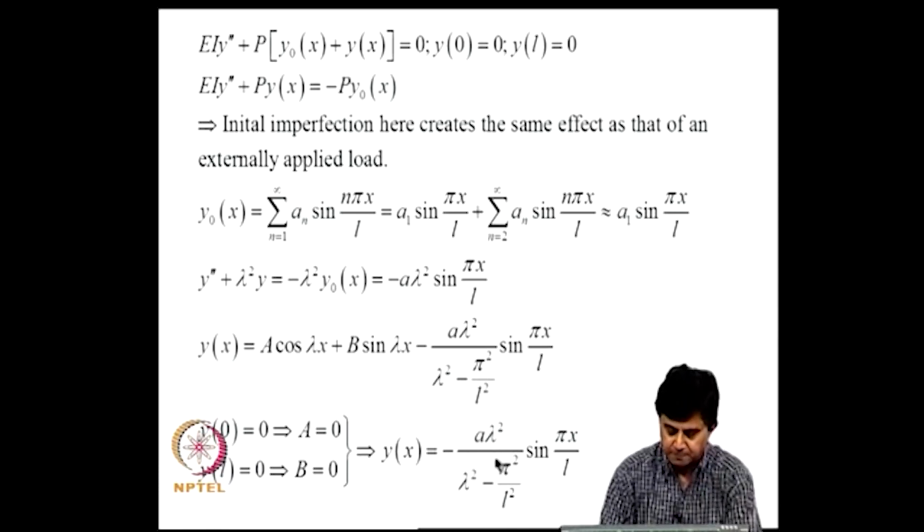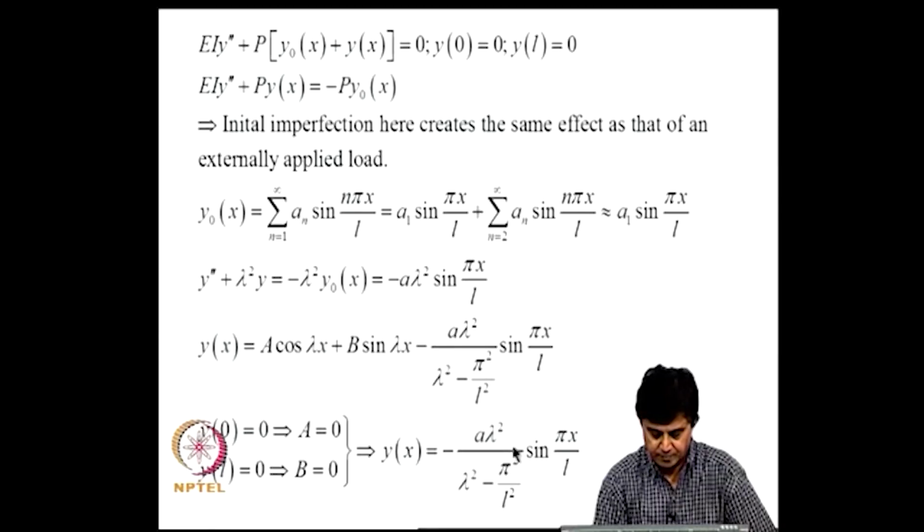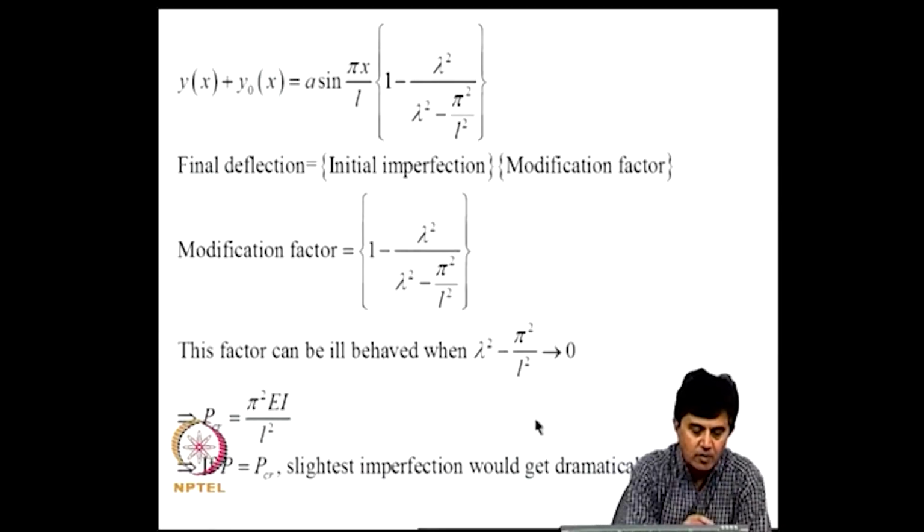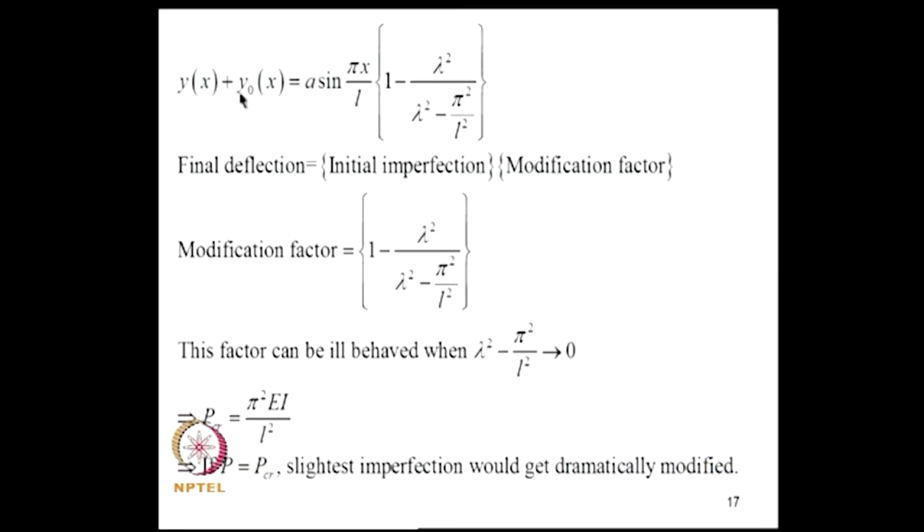Now, if I consider the total displacement at the cross section, it will be y of x plus y naught of x, and that I can write in this form. That means the final deflection is the initial imperfection multiplied by a modification factor. Because of the presence of axial loads, an initial imperfection gets amplified through this factor. Mind you, there is no transverse load in this problem; it is only the axial load on an imperfect beam. So, the modification factor here is given by this.